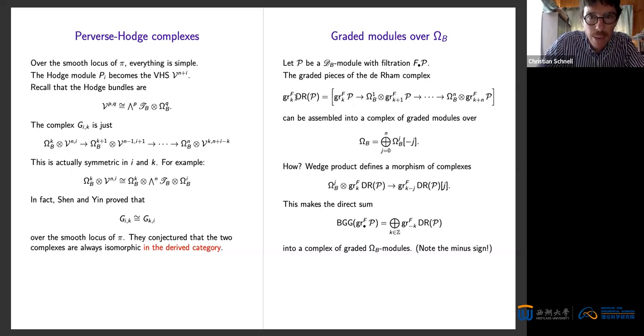And so the direct sum of all of the graded pieces of the de Rham complex, I will denote that by BGG of GRF dot of P. This is actually a complex of graded modules over this algebra omega B. To make it graded, to make the grading work out correctly, you have to put a minus sign here, but never mind. So anyway, the map is just basically, you just wedge with the forms and you do nothing to the P part.